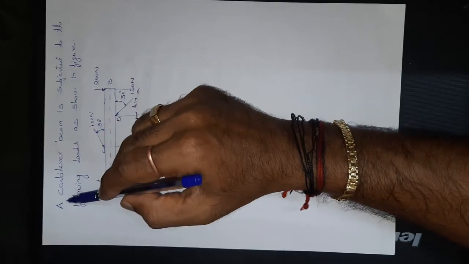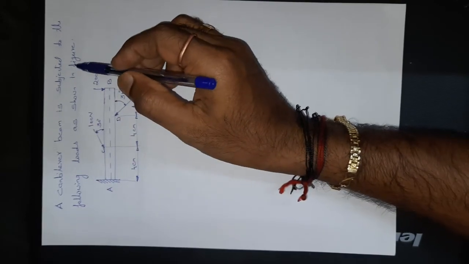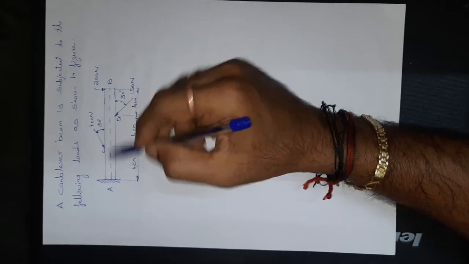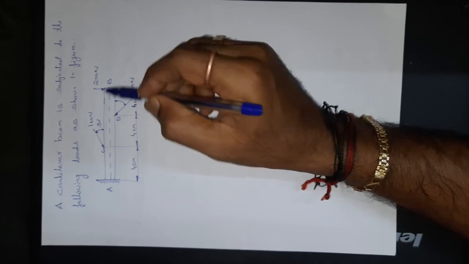Here is what the question says: a cantilever beam is subjected to the following loads as shown in the figure. So what do you mean by a cantilever beam? One end is fixed and the other end is free, isn't it? That is a cantilever beam, right?